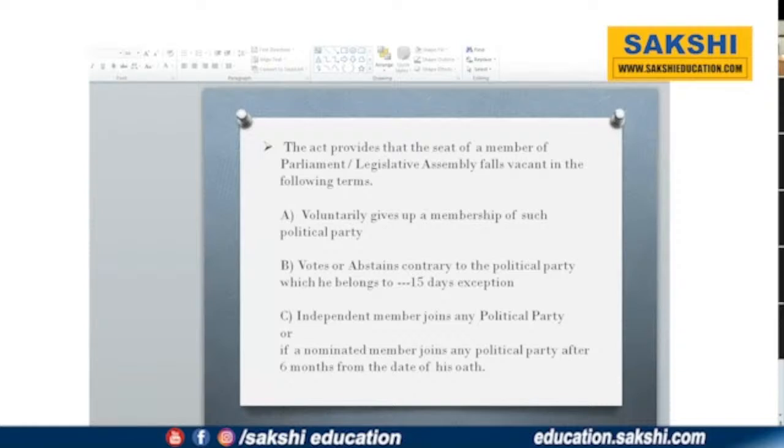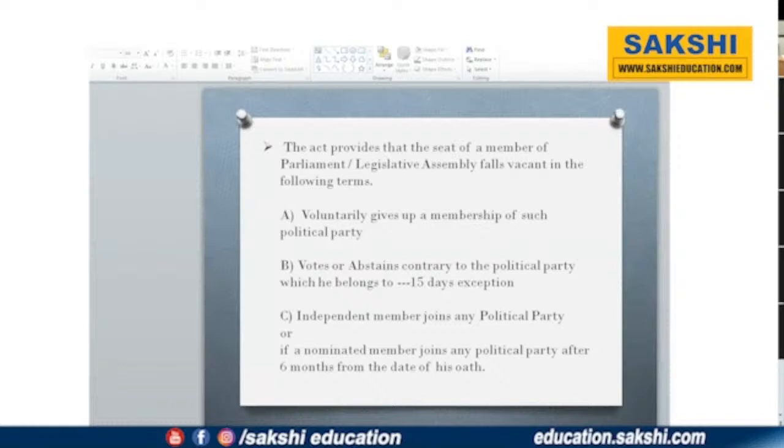Also, one more factor that has been added into this anti-defection law is that if a member who has been elected independently joins any political party, or if a nominated member joins any political party after 6 months from the date of his oath, it means if I am a member of a legislative assembly or the parliament who has been nominated by a party X, and I join any political party after 6 months of my oath taking ceremony, then it is deemed that I am disqualified from being a member of that particular legislative assembly or the parliament.